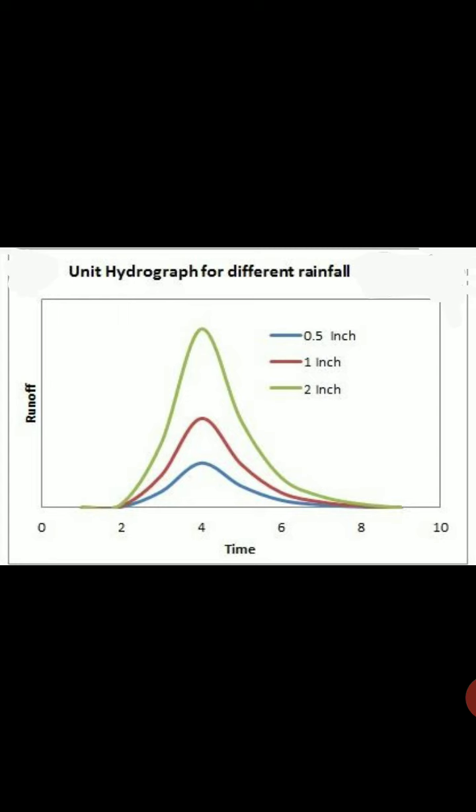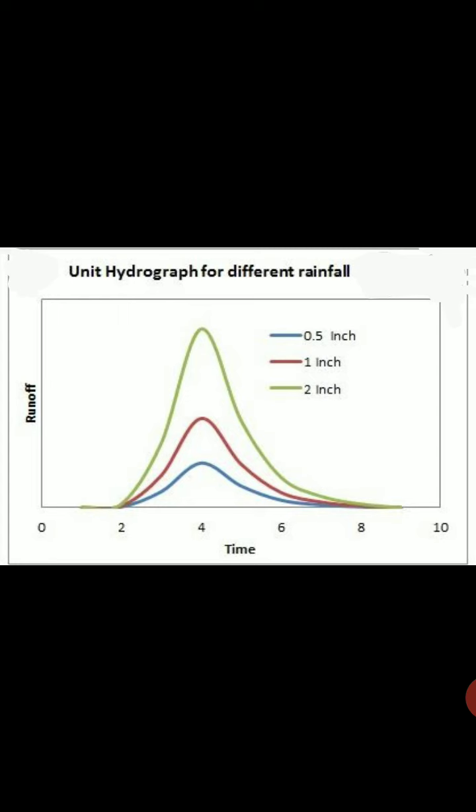Assumptions in unit hydrograph theory. The effective rainfall is uniformly distributed within its duration or specified period of time. The effective rainfall is uniformly distributed over the entire area of the drainage basin.